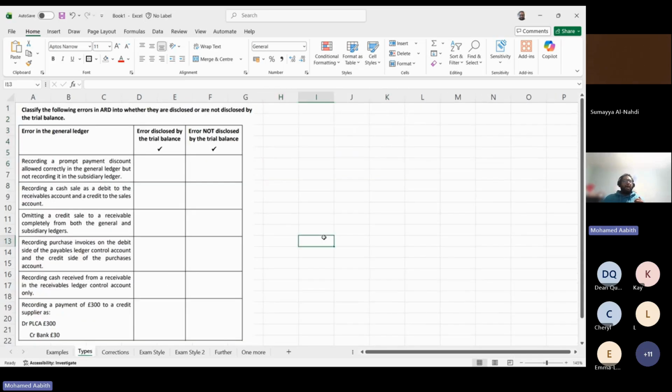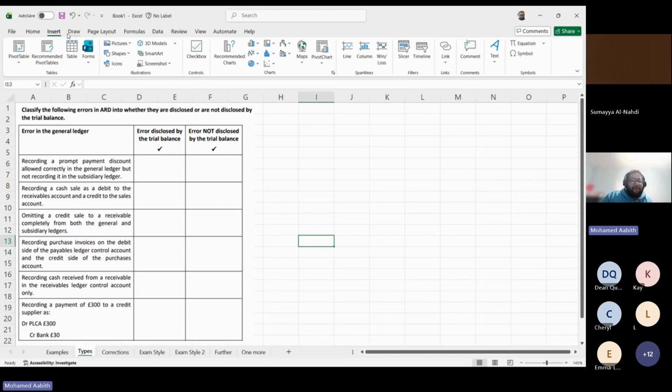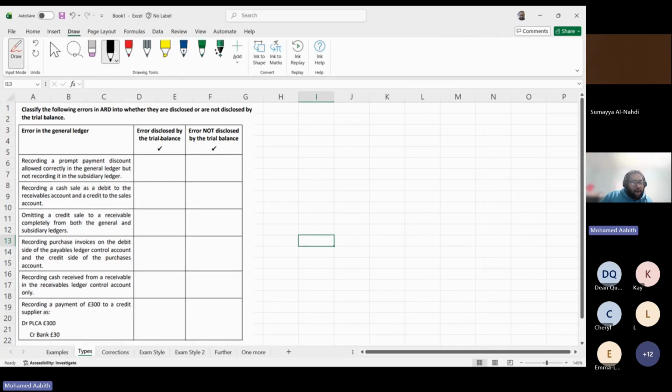Now, let's look at a couple of the multiple-choice questions. First one: recording a prompt payment discount allowed correctly in the general ledger, but not recording it in the subsidiary ledger. Will that cause an imbalance or will that be fine? In this scenario, the trial balance will not be affected because the error is only in the subsidiary ledger, which won't impact the general ledger. So this one will not be disclosed by the trial balance.